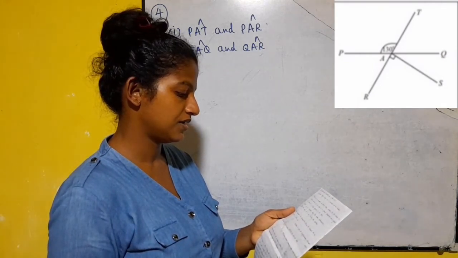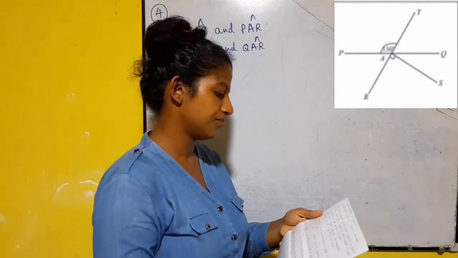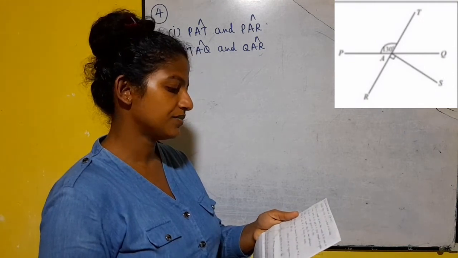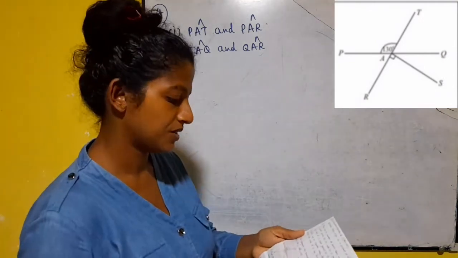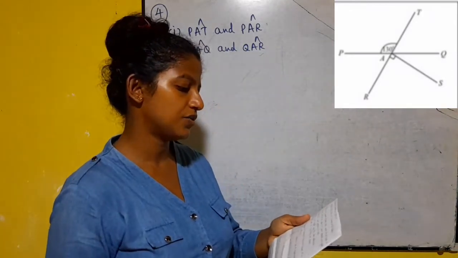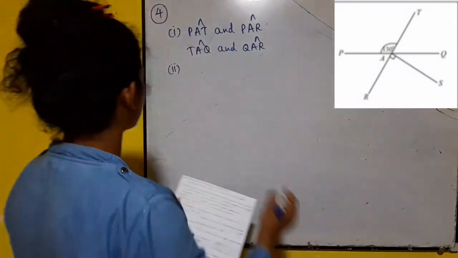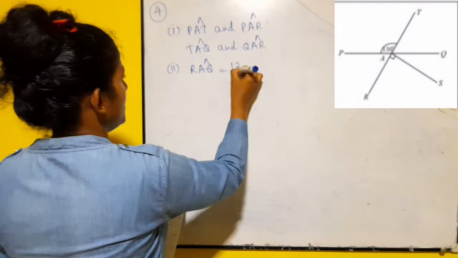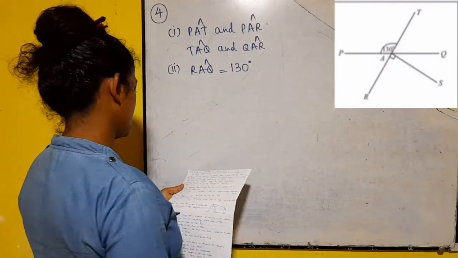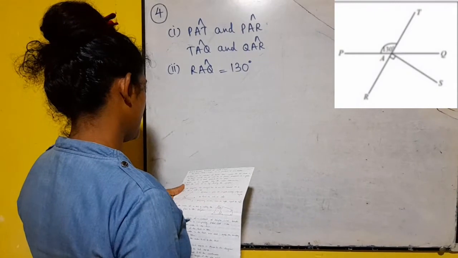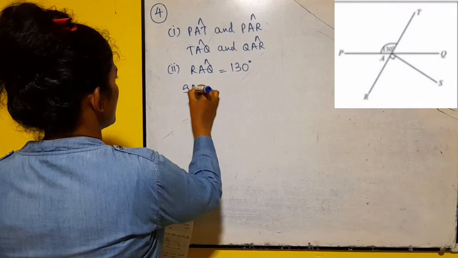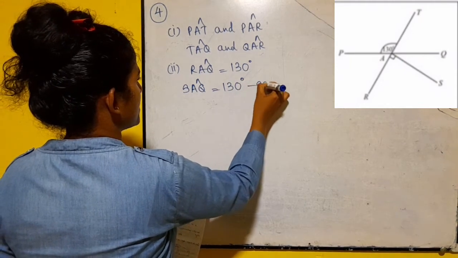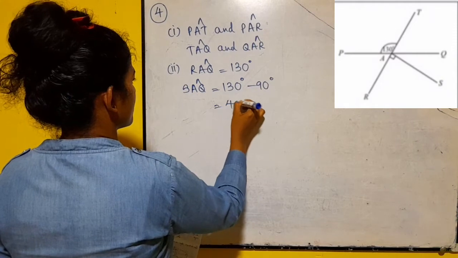RAS is 90 degrees here. So PAT angle and RAQ angle are vertically opposite angles. Then RAQ angle value is 130, as they are vertically opposite angles. So we want SAQ. Then easily we can find the value of SAQ by subtracting 90 degrees from this. That is 40 degrees.